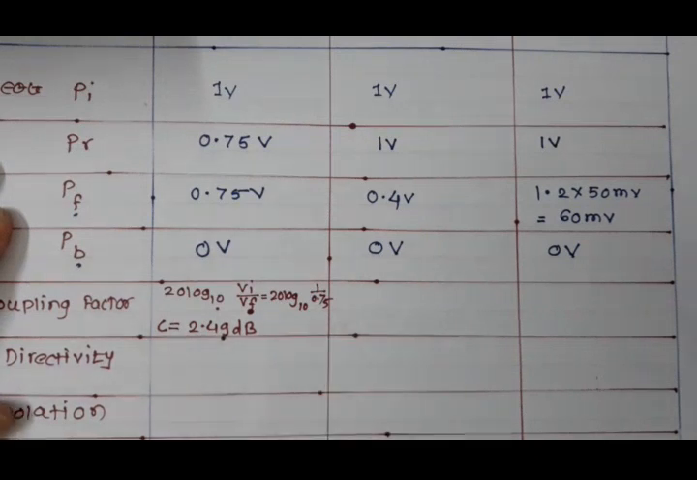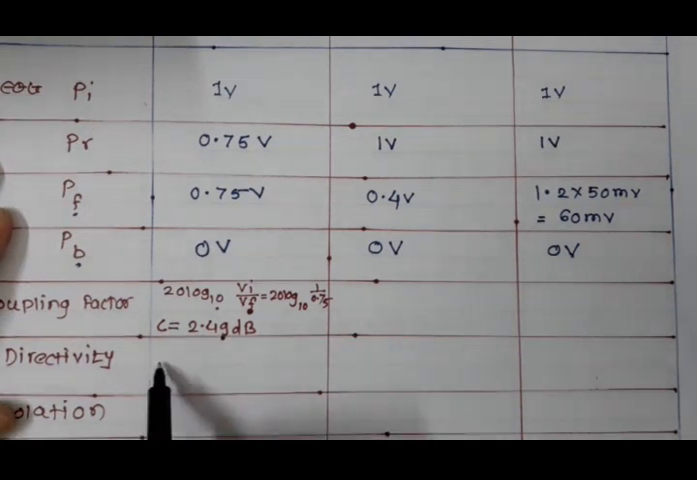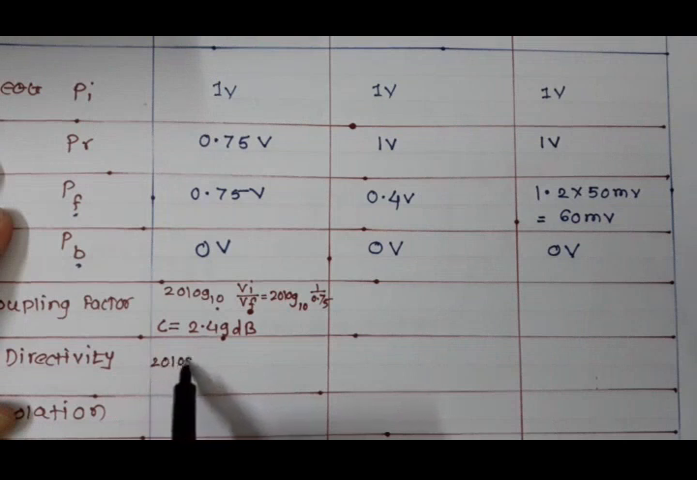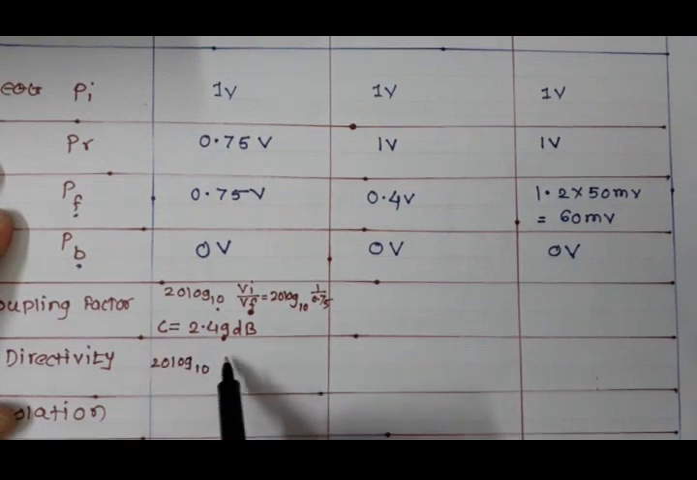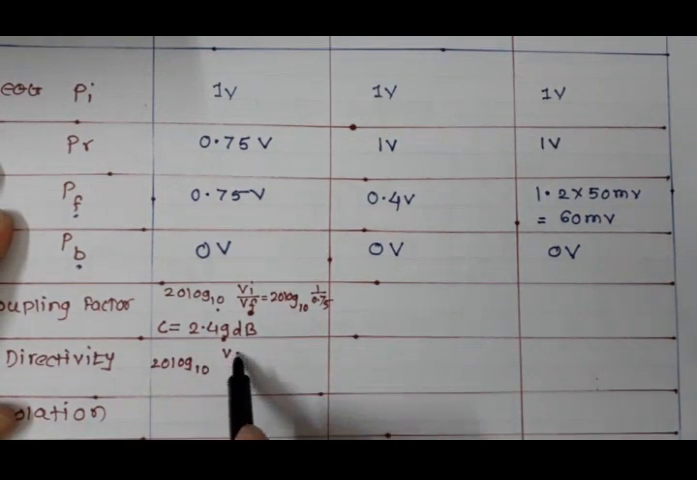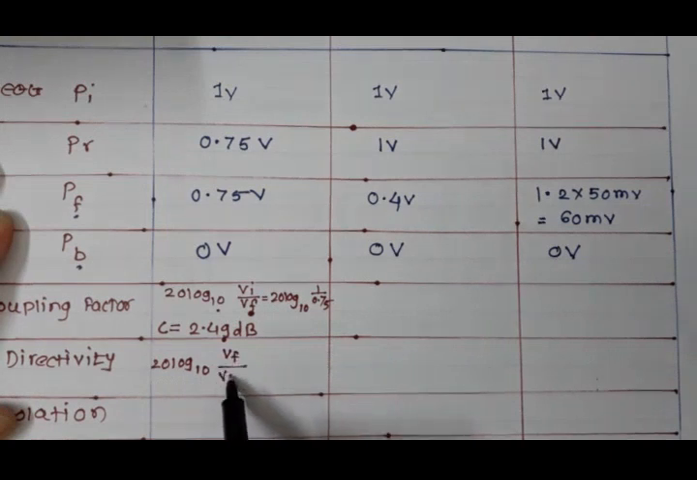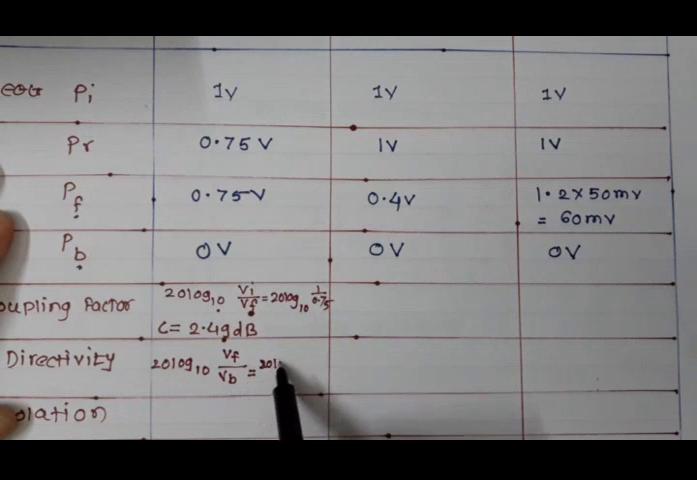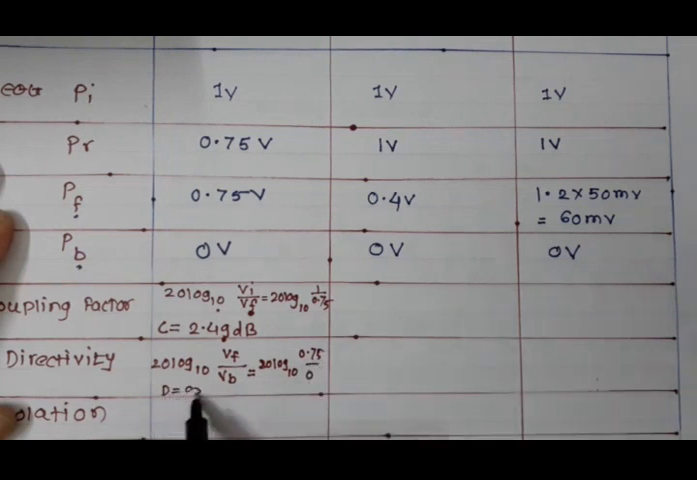Now we will talk about the directivity. The directivity will be calculated like this: 20 log to the base 10, I can say the directivity is the ratio of the forward power and the back power. My forward power is 0.75 and back power is 0. So I can say my directivity is infinity.